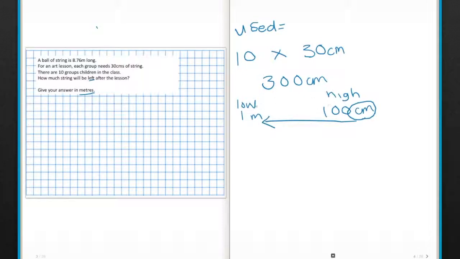How do you make a number lower? You divide. And the number I'm dividing by is this one here, 100. So 300 centimetres divided by 100, 1, 2, is 3 metres. So 3 metres was used.